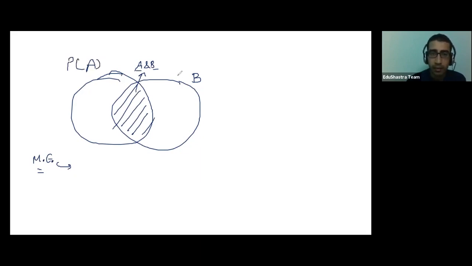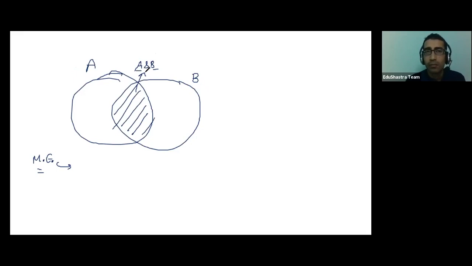Let's not understand this set as probabilities. Let's say if these were the number of ways of getting A and B, then this shaded region would be, as I said, the number of possibilities that are common to A and B. In a mutually exclusive setting, understanding two events that are mutually exclusive to each other, there won't be any A and B.